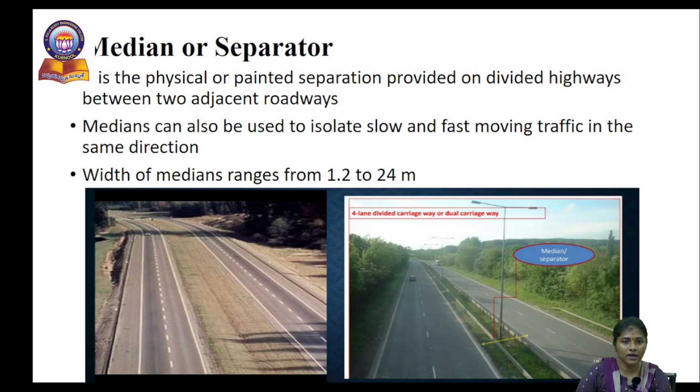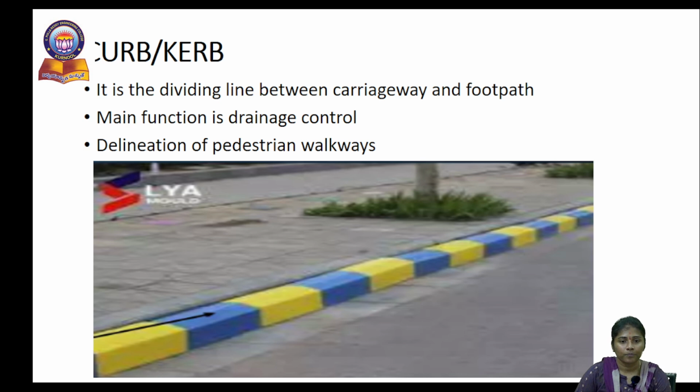Next is median or separator. Median is a physical barrier which is provided between the divided highways, between two adjacent roadways. The main purpose of the median is to prevent head-on collision between opposite moving vehicles. The width of the median as per IRC recommendations is 1.2 to 24 meters depending on the purpose of the road. Next is curb. Curb is the raised portion in between pavement and shoulder.